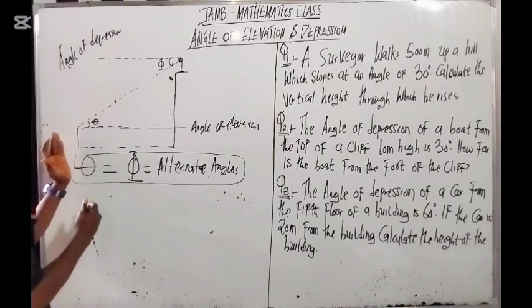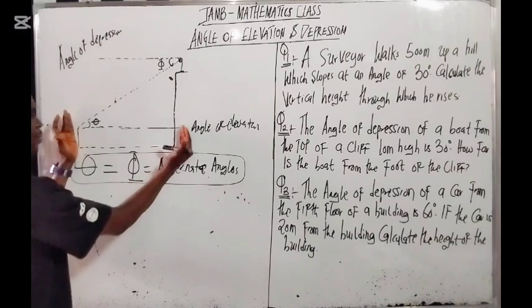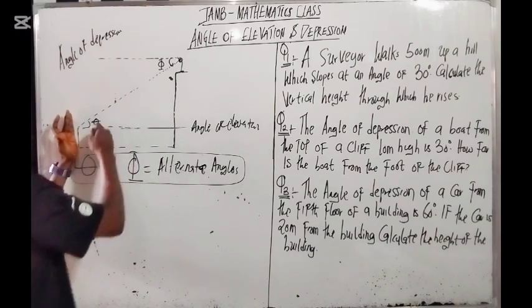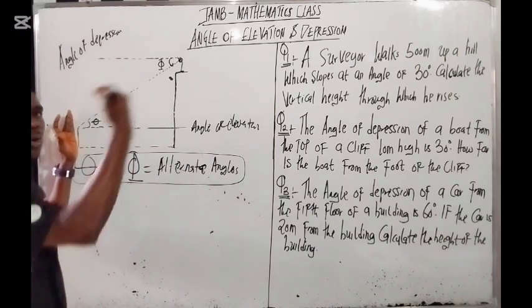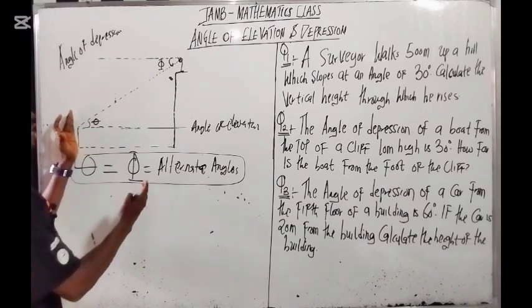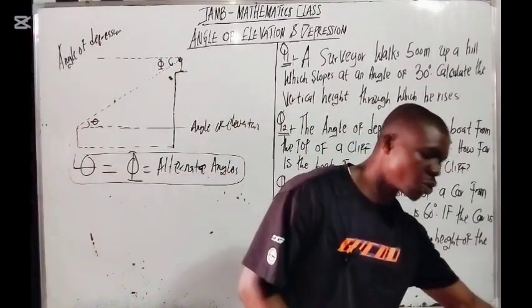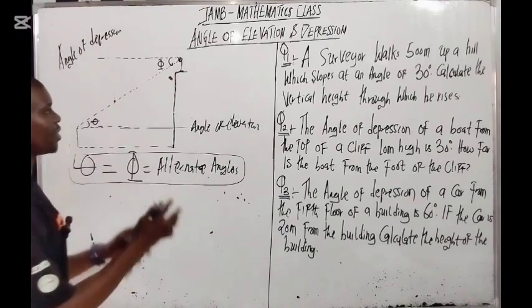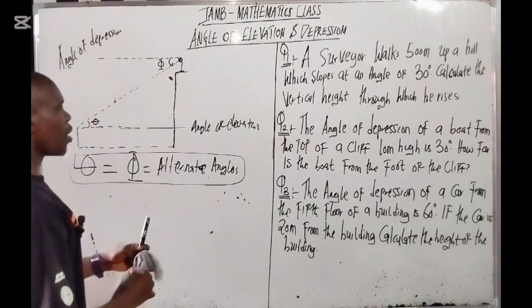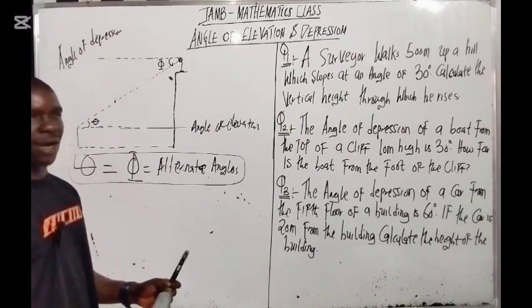You can use it to calculate the distance between this guy and the point, the distance between two points. It can also be used to calculate the height of a building. Do you understand? So these are the things you are going to look at in angle of elevation and depression. Now another thing you want to look at is the special angles.